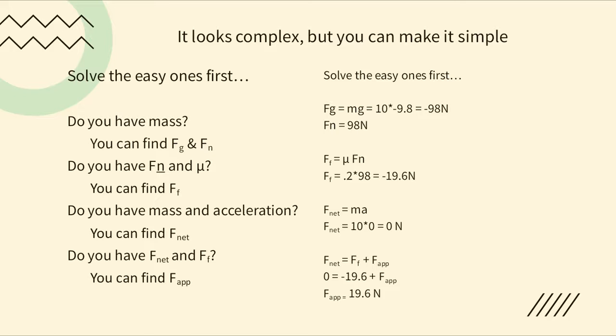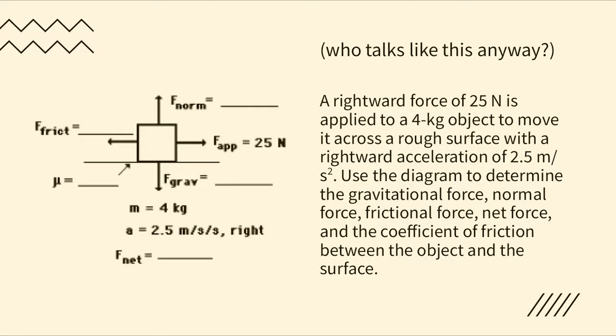Okay, so now that we've solved this, let's go ahead and go to another similar problem. A rightward force of 25 newtons is applied to a 4 kg object to move it across a rough surface with a rightward acceleration of 2.5 meters per second squared. Use the diagram to determine the gravitational force, normal force, frictional force, net force, and the coefficient of friction between the object and the surface.